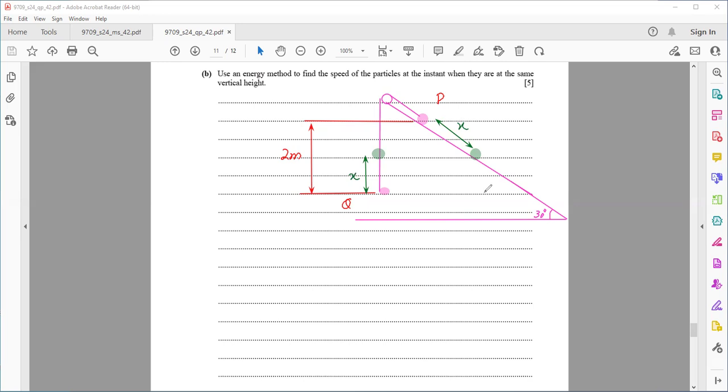Now we have to make a triangle, because we have to find the vertical height to find the potential energy. So I will make it the red one. This is the triangle. That is called the right angle triangle. Am I right? This is a right angle triangle, this angle is 30 degrees. This angle is also 30 degrees.